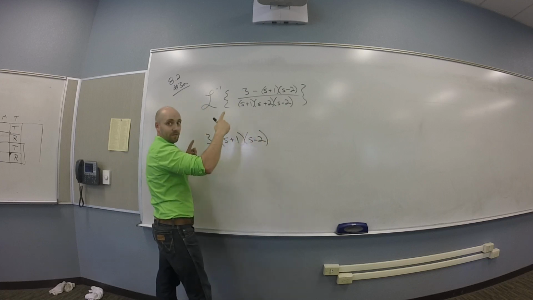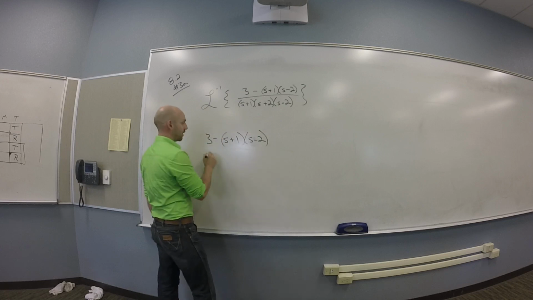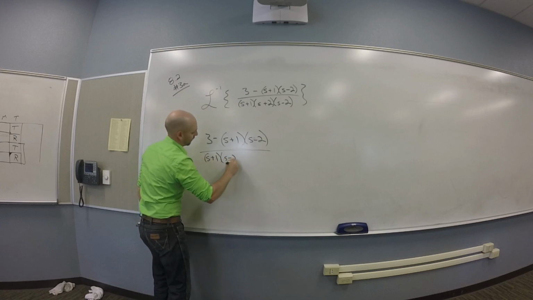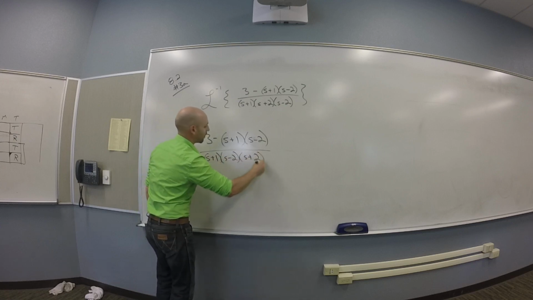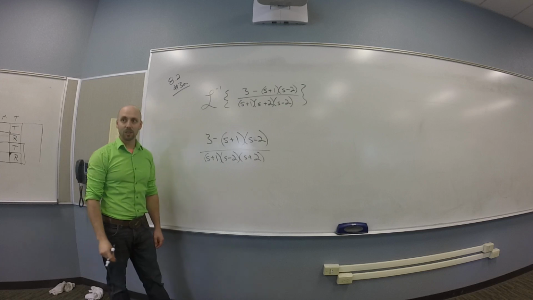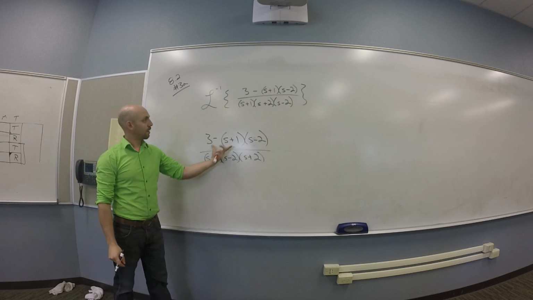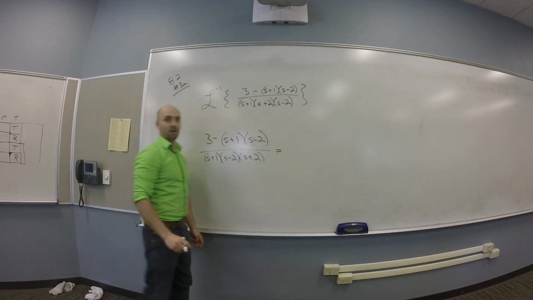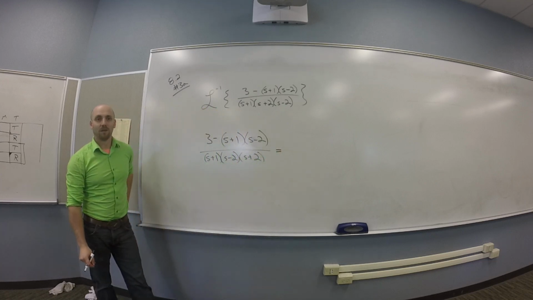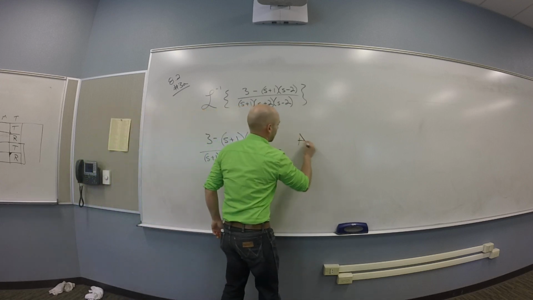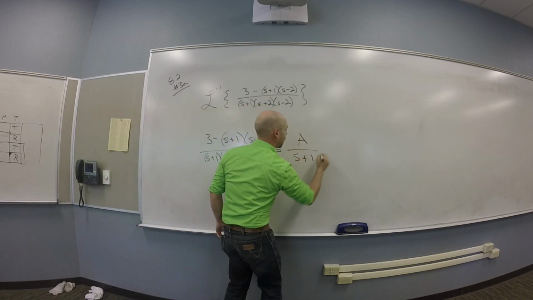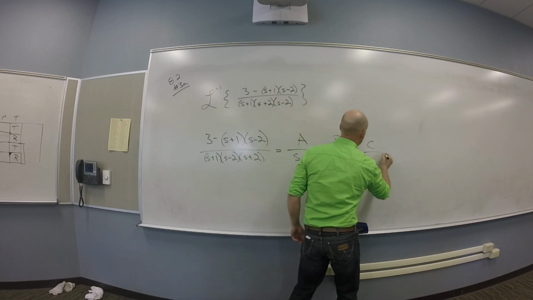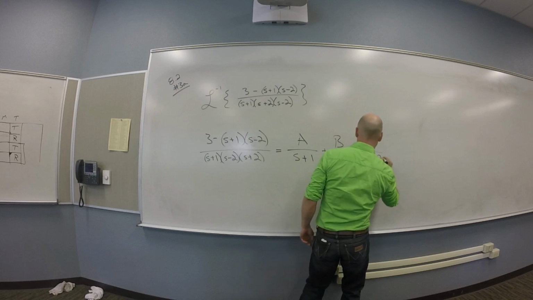That's the top on the left-hand side. Okay, I'll write this one all the way out. After you've done a couple of these, you can skip some of this writing out. So I've got top over bottom, and I'm supposed to decompose this into A over s minus 1, plus B over s plus 1, plus C over s minus 2, plus D over s plus 2.